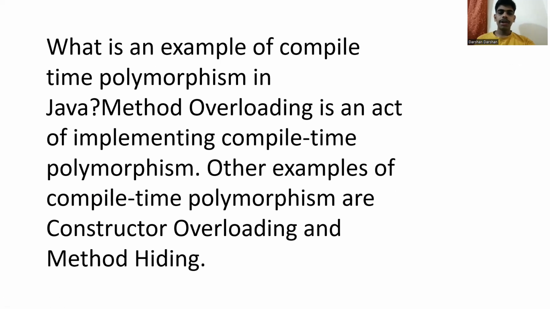So what is an example of compile time polymorphism in Java? Here you can see method overloading is an act of implementing compile time polymorphism. Method overloading is the best example of compile time polymorphism. Other examples of compile time polymorphism are constructor overloading and method hiding.